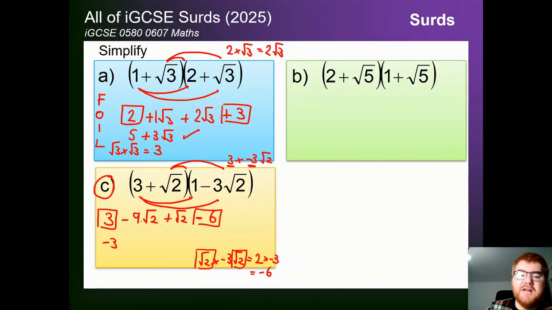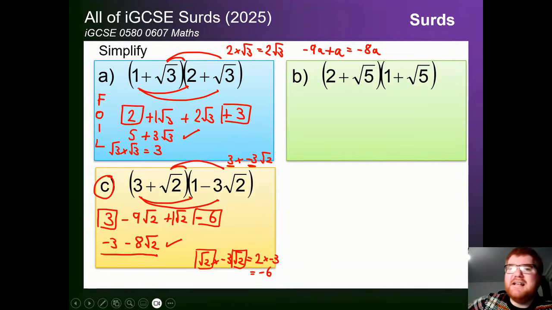And now we have minus 9 root 2 plus 1 root 2. Again, you can think about that as minus 9a plus 1a. That gives us minus 8a. Therefore, it works in exactly the same way, minus 8 root 2 as our final answer. Strictly speaking, not in that scheme of learning, but it's a very useful skill to know anyway, and we're still testing the same ideas as well.